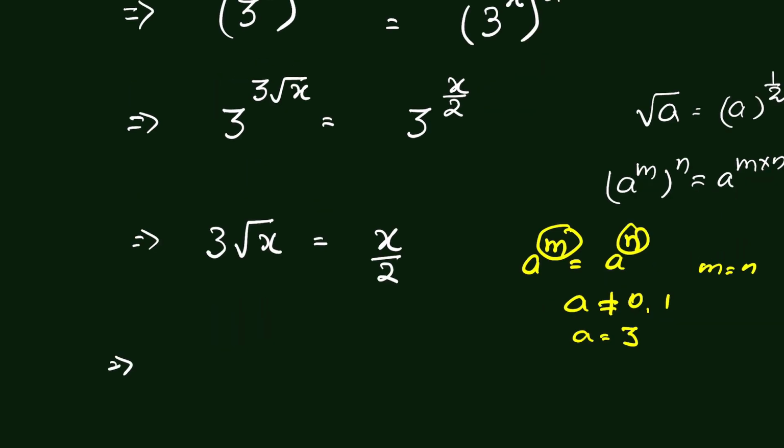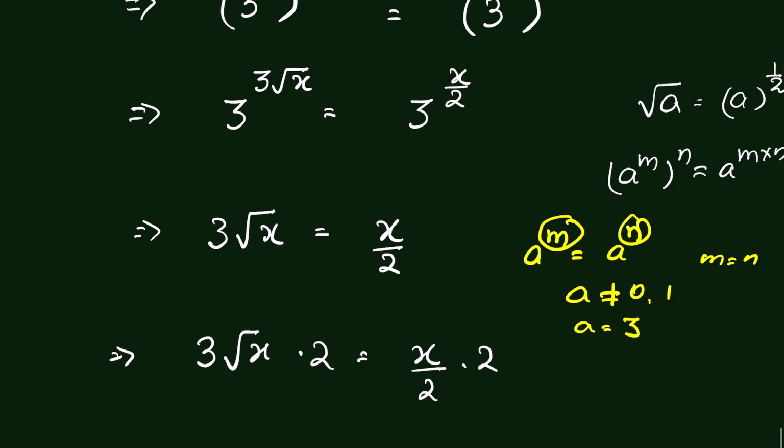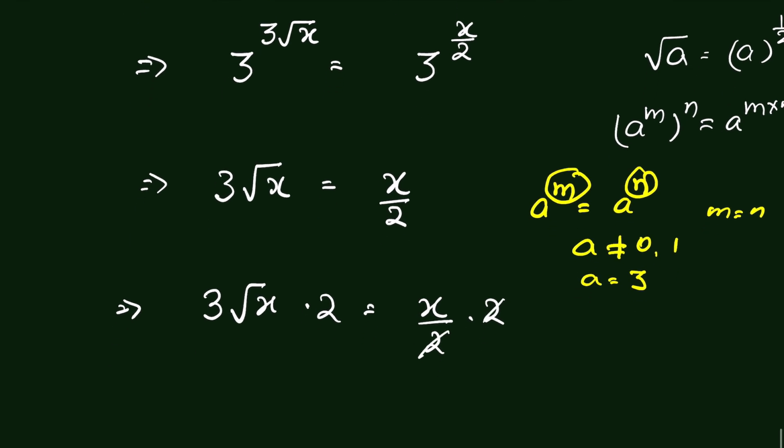Multiply both the sides by 2. It is x upon 2 times 2 and 3 times square root of x times 2. 2 and 2 here get cancelled. It is 6 times square root of x is equal to x.